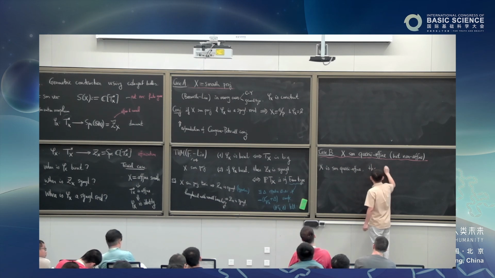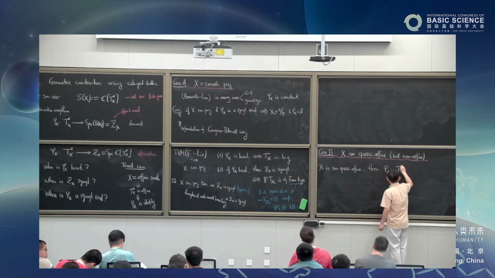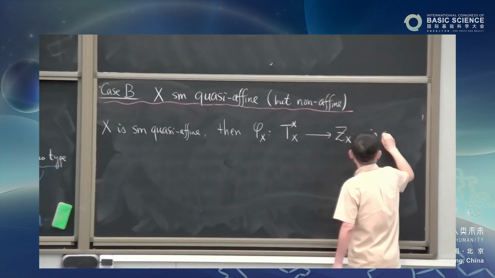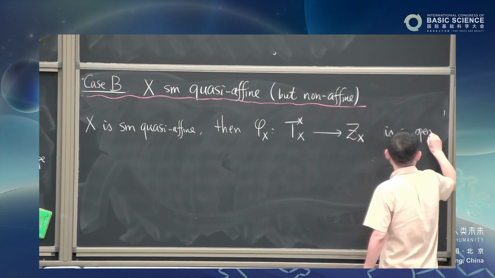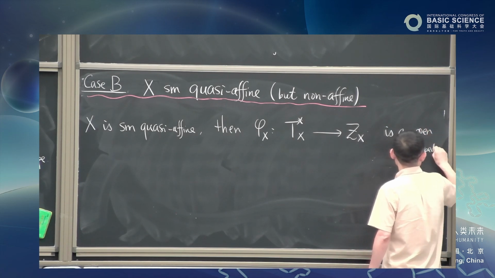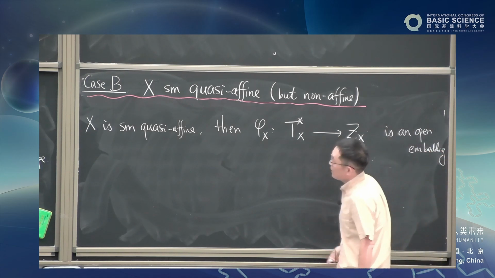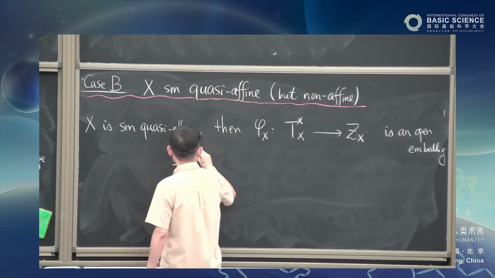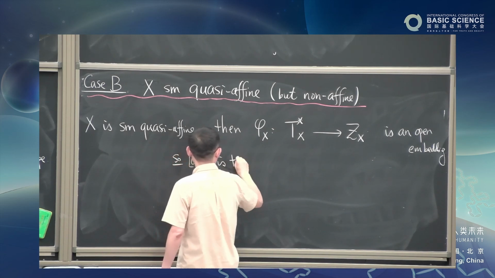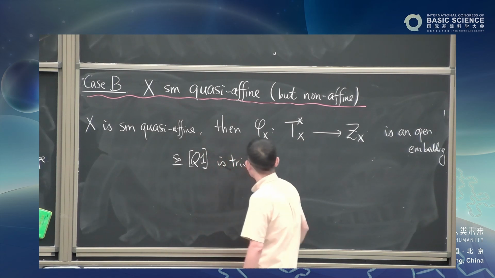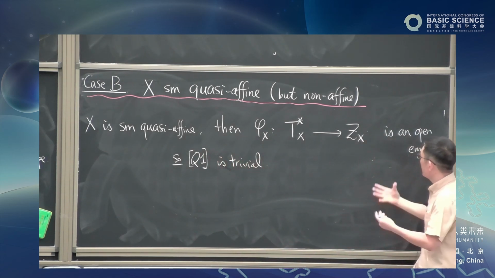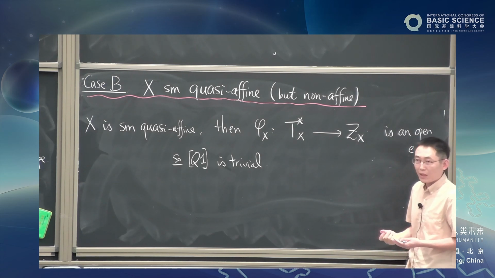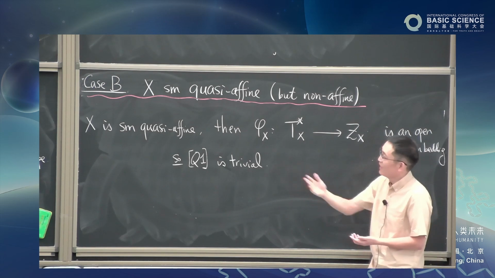So then this phi_X from the cotangent bundle of X to Z_X is in fact an open embedding. So in this case, question 1 is trivial, because you always have an open subset. This is already just an open embedding. So this is very nice. You don't need to answer question 1.